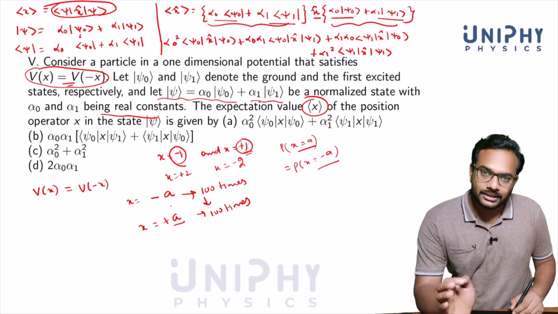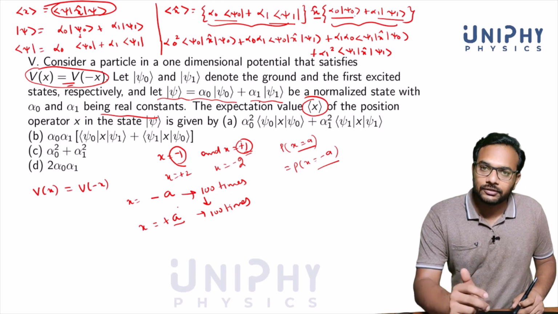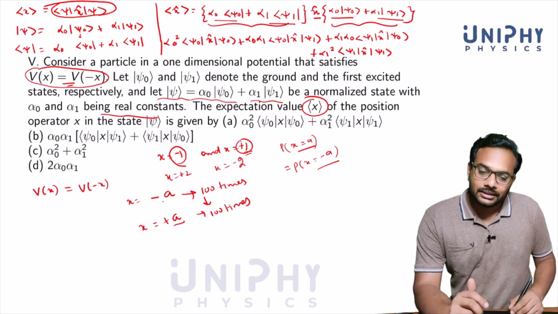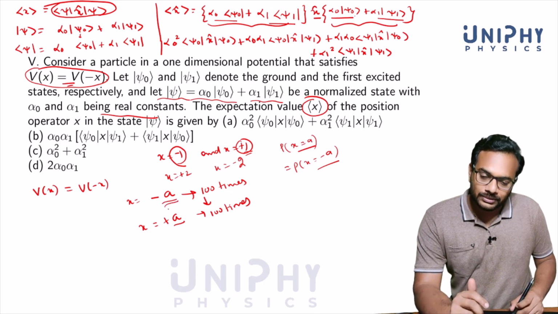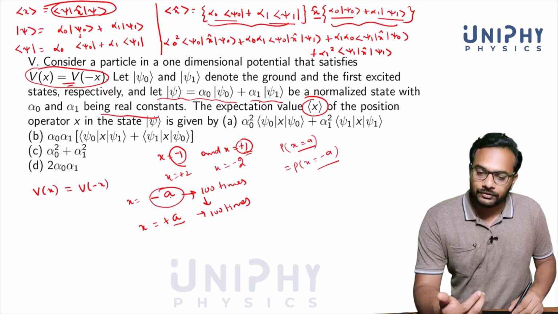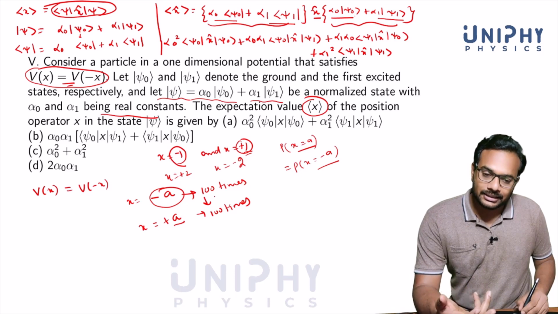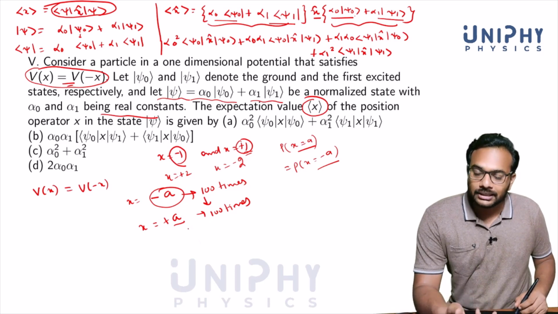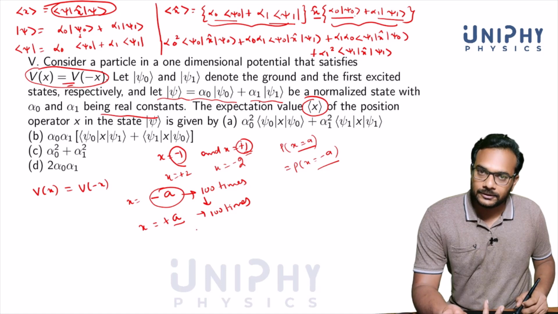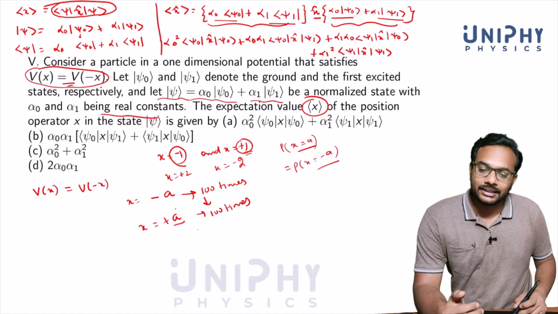So if you take the measurement result for position, you will see that the contribution from this position exactly cancels, right? Because let's say if you find the particle at x equal to minus a 100 times, you would find the particle at plus a also 100 times. Suppose like that. So when you add this, this will exactly cancel.